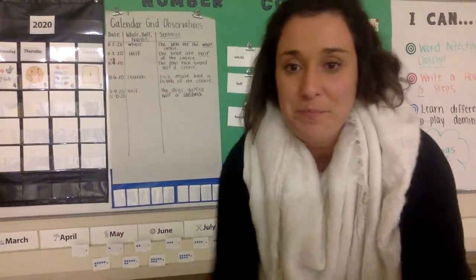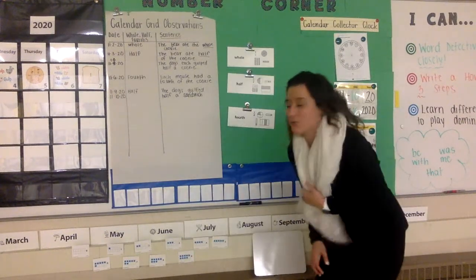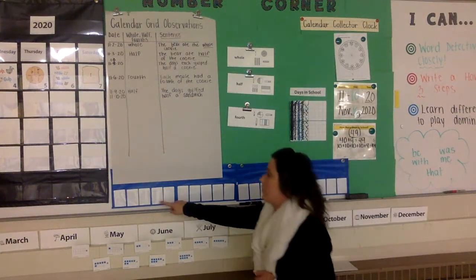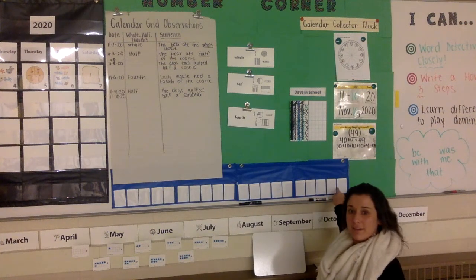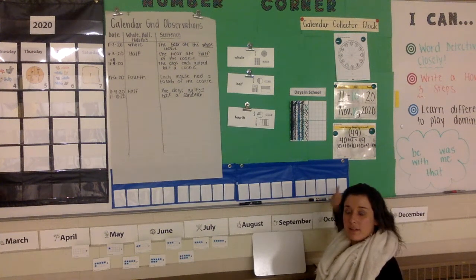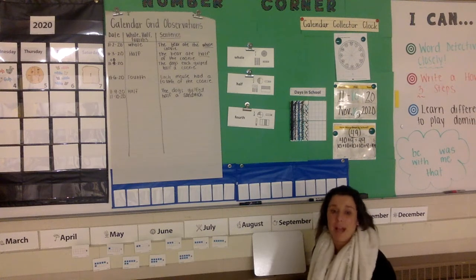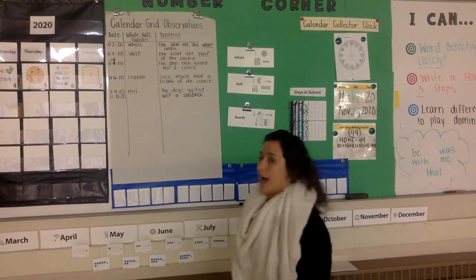We're going to play a little game. So I want you to think about, what is this down here? Look where I'm pointing. What do we call that again? It is a number line. I want you to say that with me. Number line.